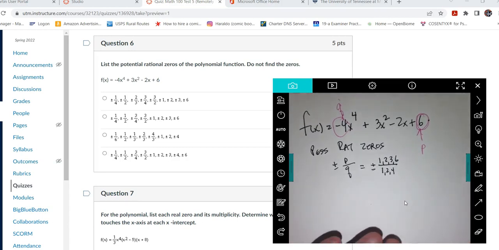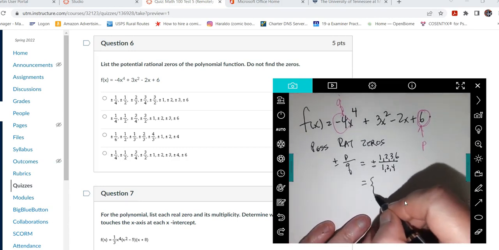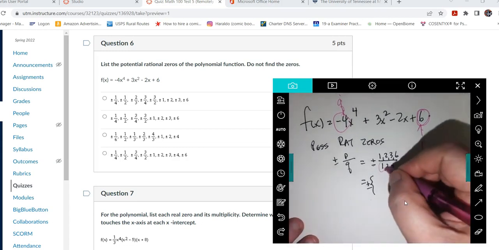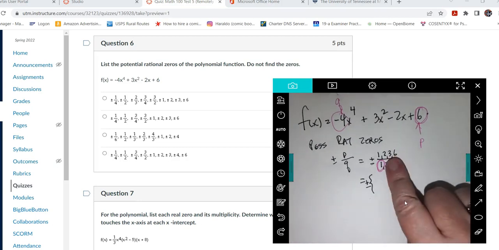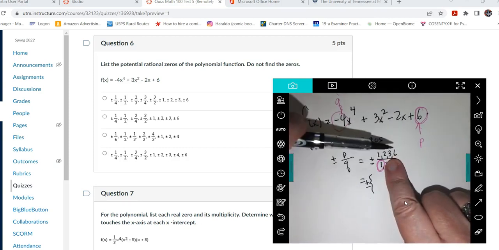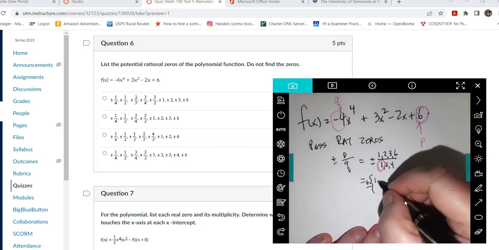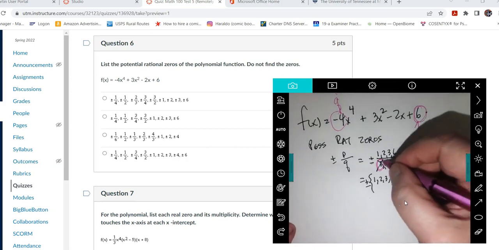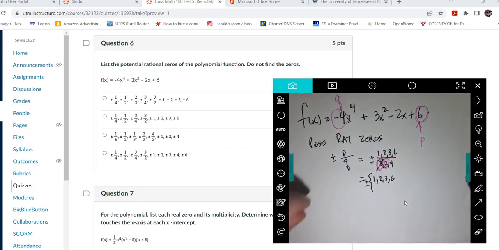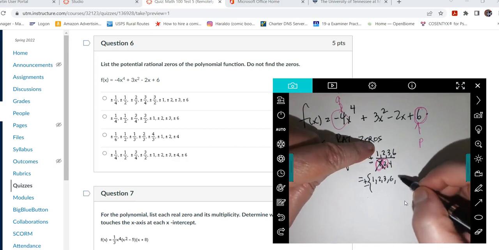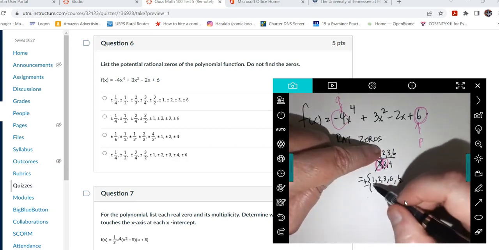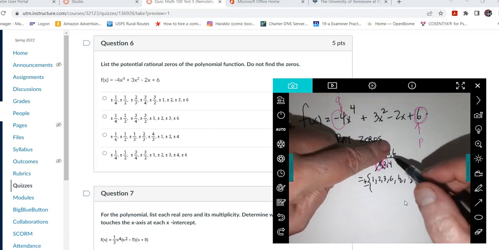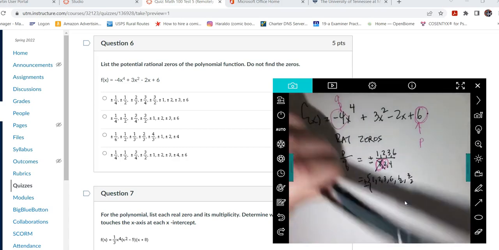Okay, so here's my list. So plus or minus goes out the front. What if my denominator is 1? Then I'm going to get 1 over 1, 2 over 1, 3 over 1, and 6 over 1, which will all give me that. Okay, now what if my denominator is 2? Then I'm going to get 1/2, 2 halves, which reduces to 1, which is already in my list, 3 halves, and 6 halves, which reduces to 3, but it's already in my list.